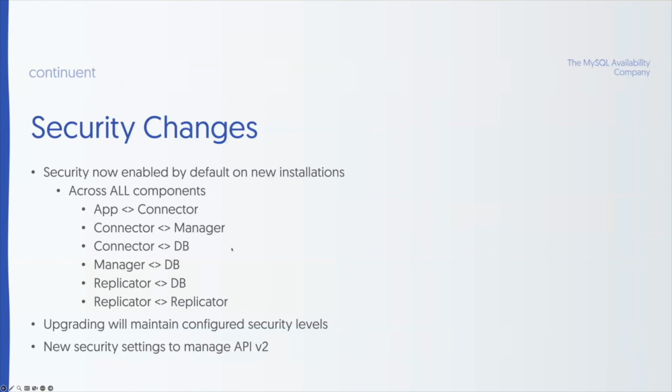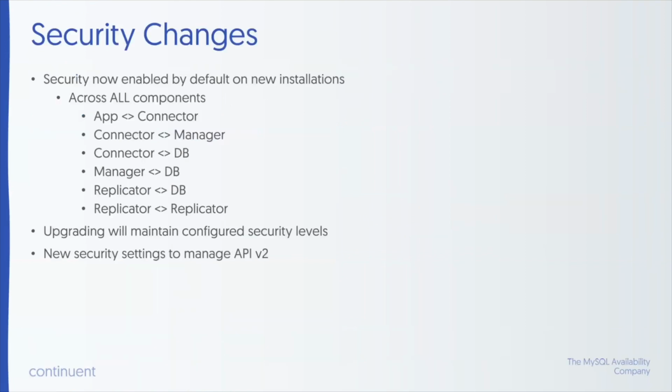Now, I mentioned we made a lot of security changes. So from version 7.0, by default, security is enabled. Previously, it was disabled by default. Now, this introduces security across all the components. So as you can see there, all of the various endpoint communication, so between the application and the connector, and then the connectors through to the manager and the database, the managers to the database, the replicator to the database, and also between the replicators.